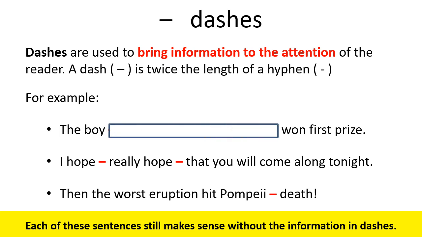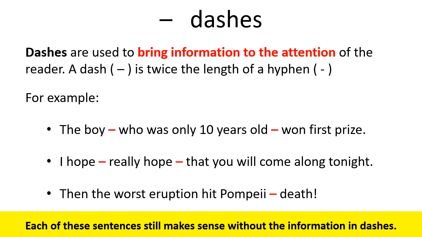Look at this. The boy won first prize. It's a sentence, it's fine. But if we want to emphasize he was only 10 years old, then we use two dashes. A dash to begin and a dash to finish. And the same with the second sentence. We can say, I hope that you will come along tonight. Okay, I hope you'll come along tonight. But this person wants to emphasize to the reader, I really, really hope, please come. And the same with the last one.